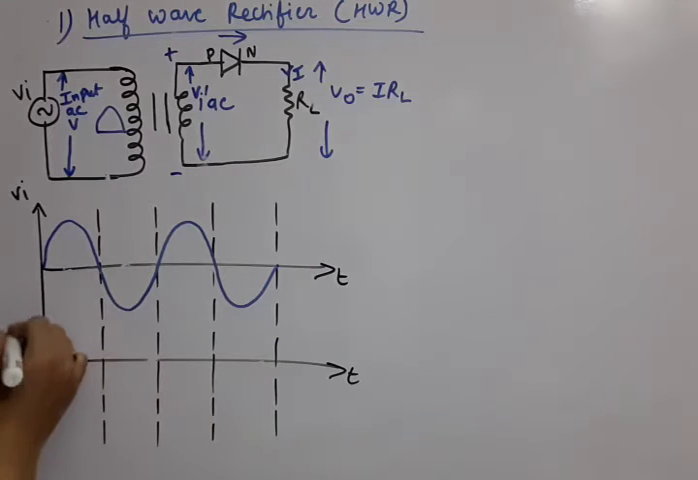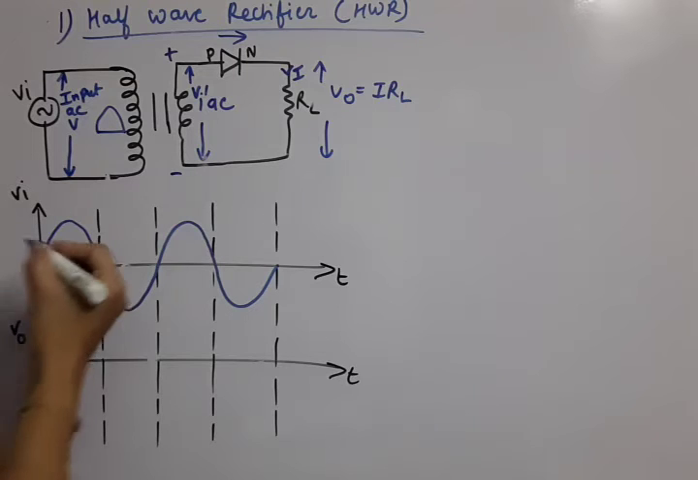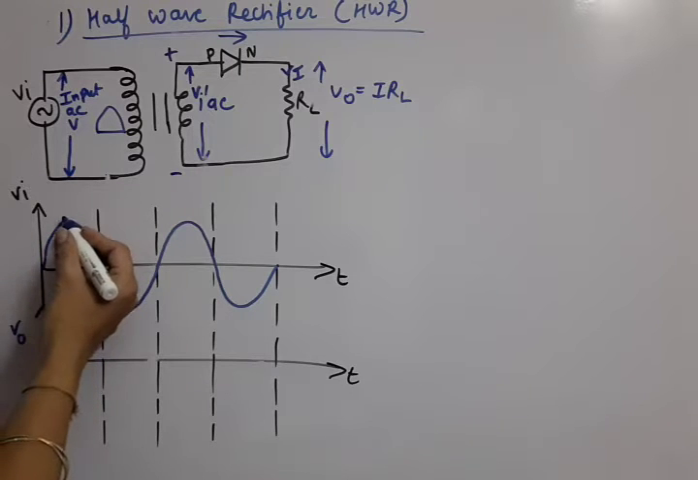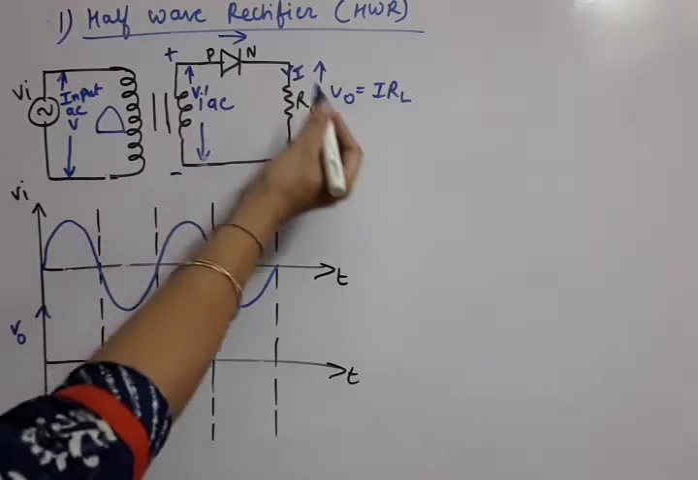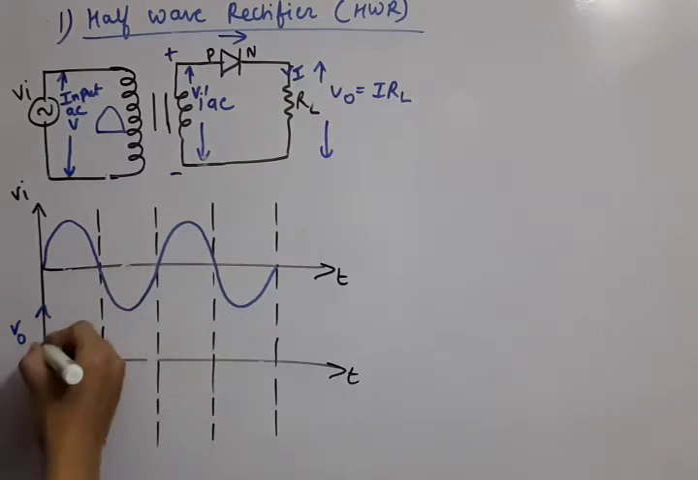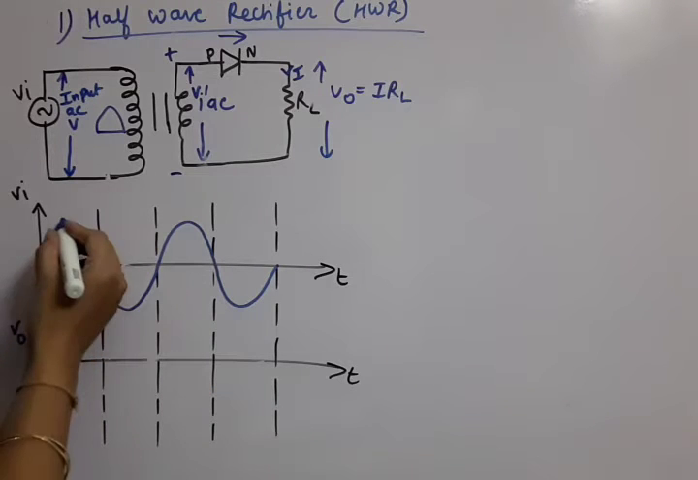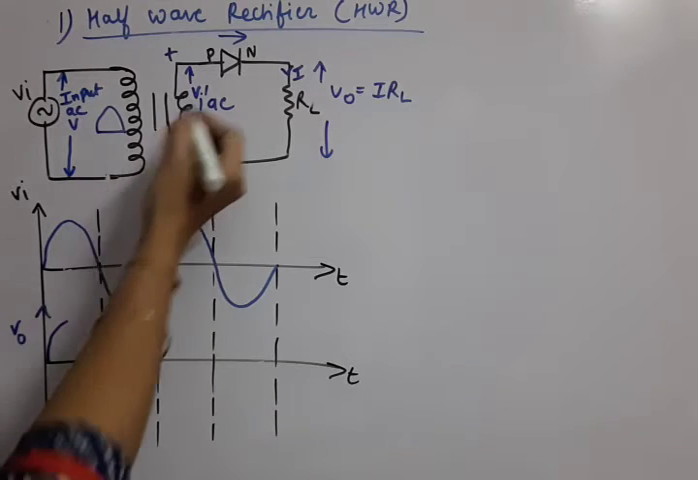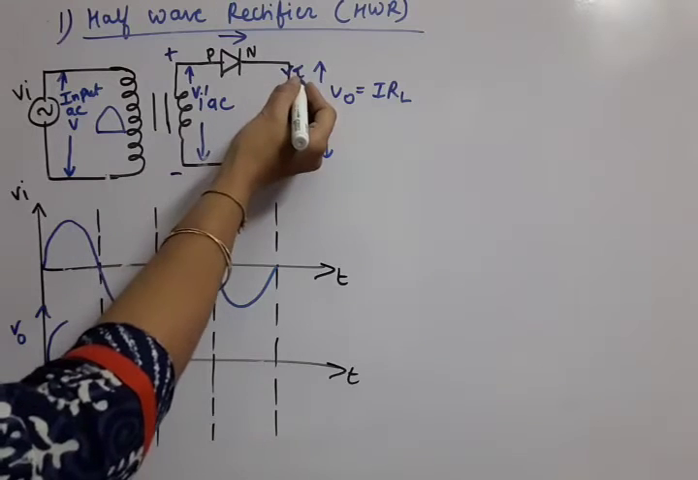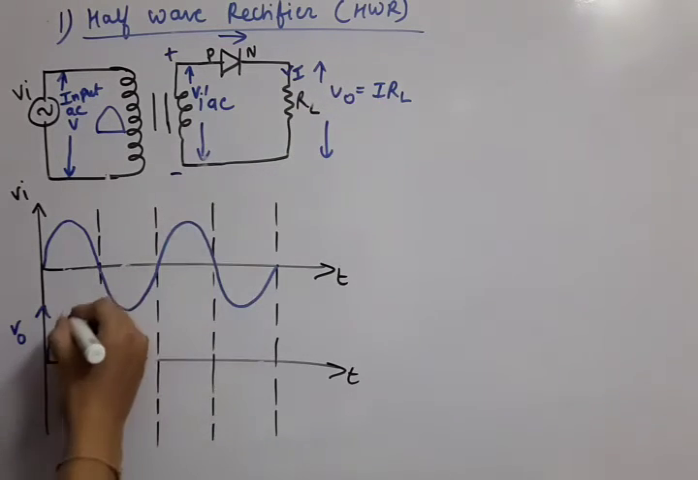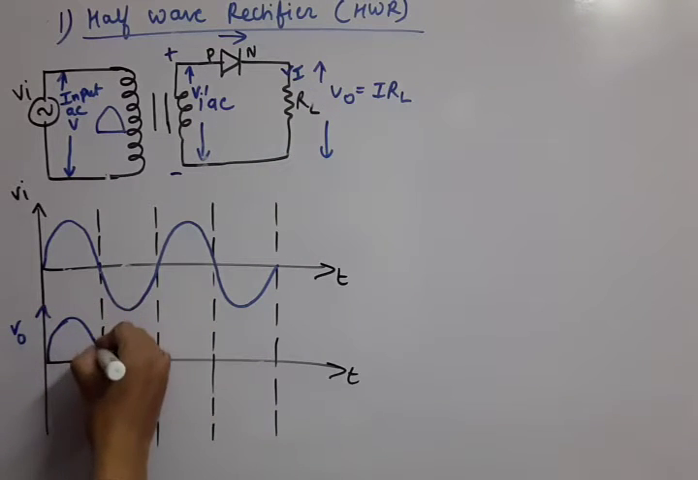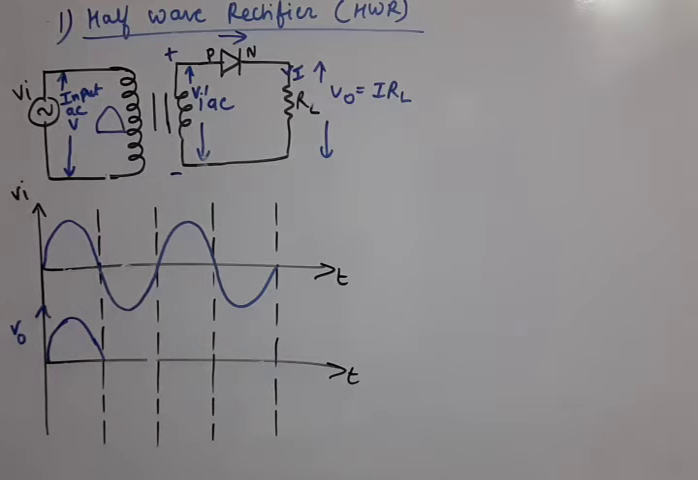Let us start drawing now the output voltage here. So what will happen? As Vi will increase, current will also increase. So voltage VO will also increase. As Vi decreases, current also decreases, so voltage output also decreases. This way, we will get a similar type of pulse as output voltage.